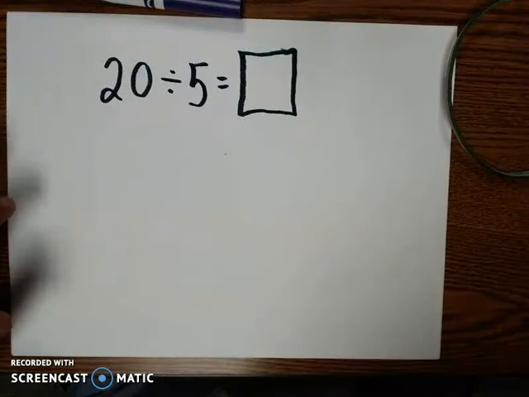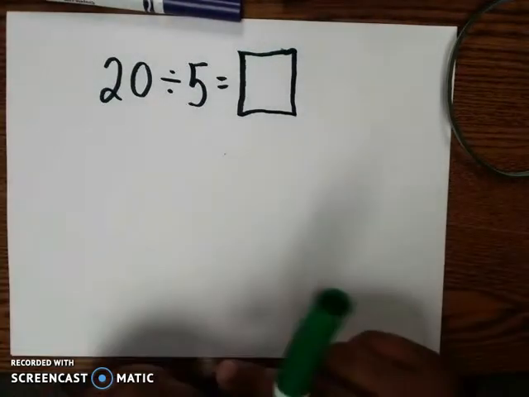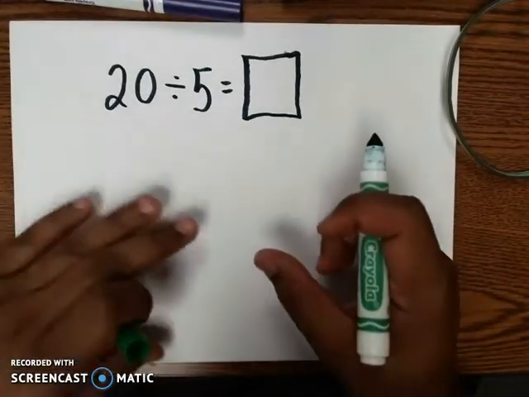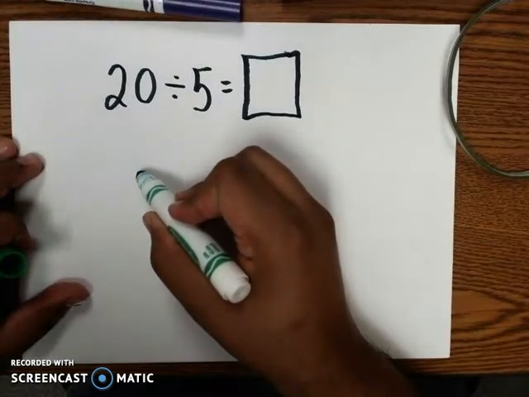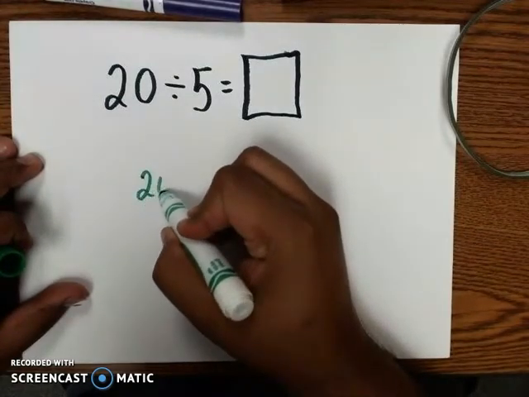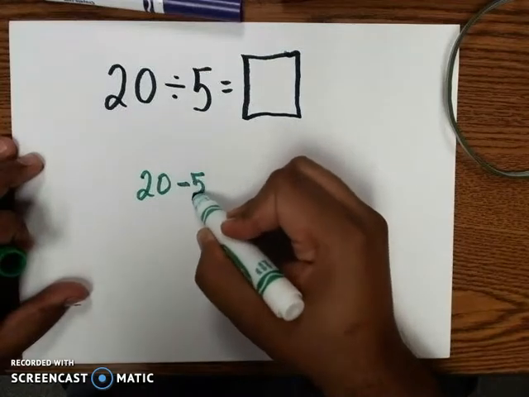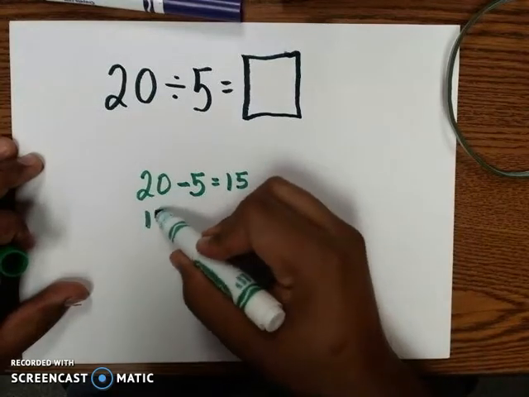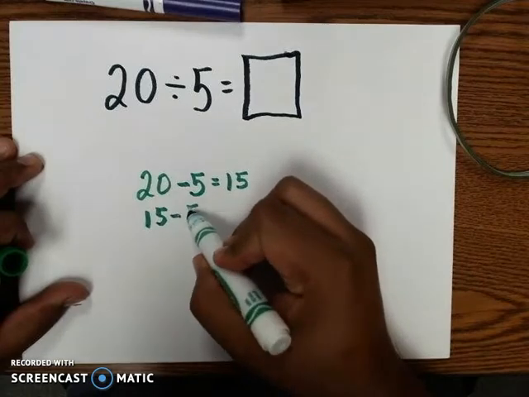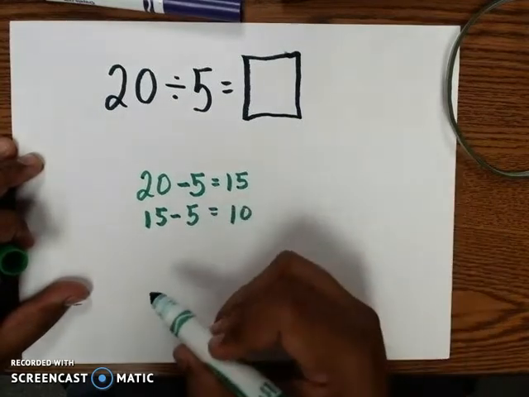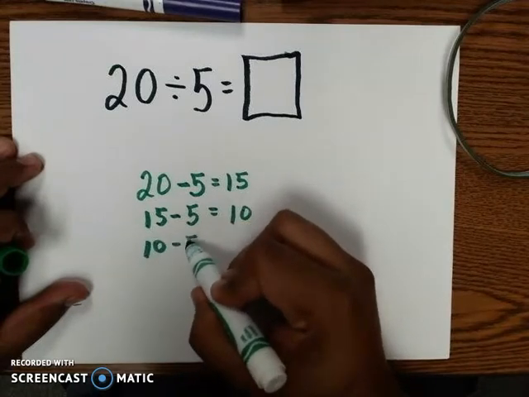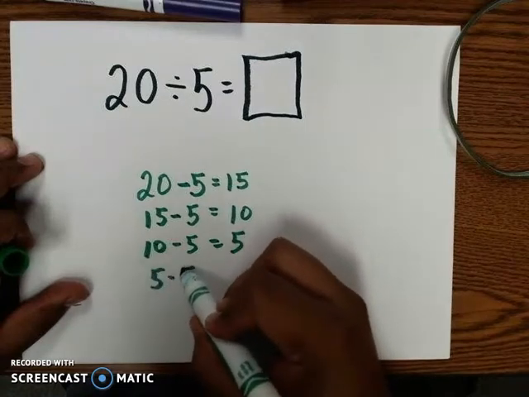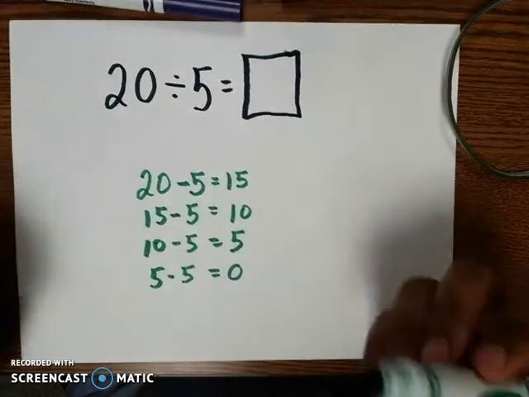So to start with, I want you to remember that division is just repeated subtraction, which is something Mrs. Spears has already taught you and you should be very fluent at. So for example, we know that 20 take away 5 gives us 15. We know that 15 take away 5 equals 10. We also know that 10 take away 5 equals 5, and 5 take away 5 equals 0.